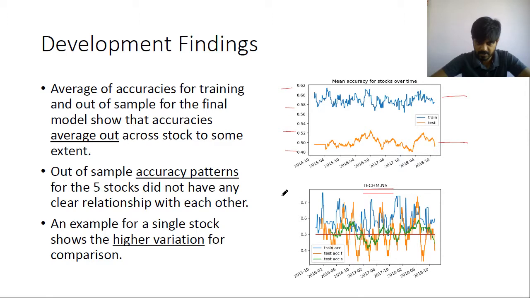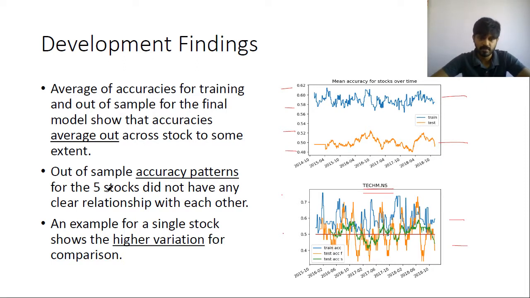So here we can see the variation. There's about a 20 percentage points range in accuracy for the training, and for the testing we can again see there's about a 15 percentage points range if I look at the slower moving average. If I look at the faster moving average, it's again something like 20 percentage points.